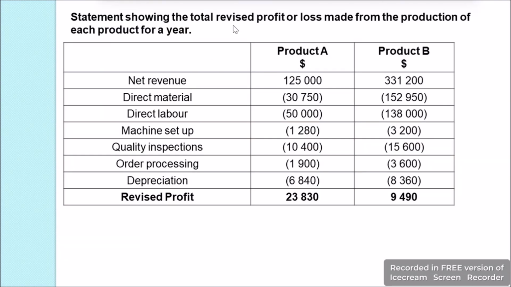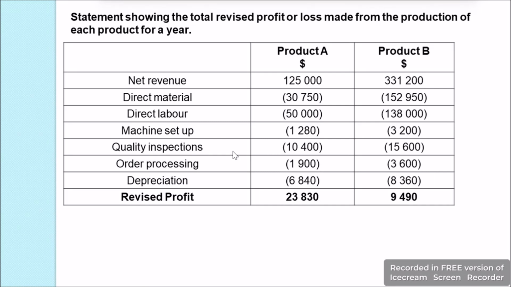Now let's calculate the revised profit or loss. We'll start with the net revenue, which we have calculated for product A as $125,000 and for product B it is $331,200. We don't have a scrap value as we have eliminated the return, so we'll go to the cost where we have the direct material, which is same as previous value, that is $30,750 and $152,950. Direct labor will be $50,000 and $138,000. The machine setup cost is $1,280 and $3,200.